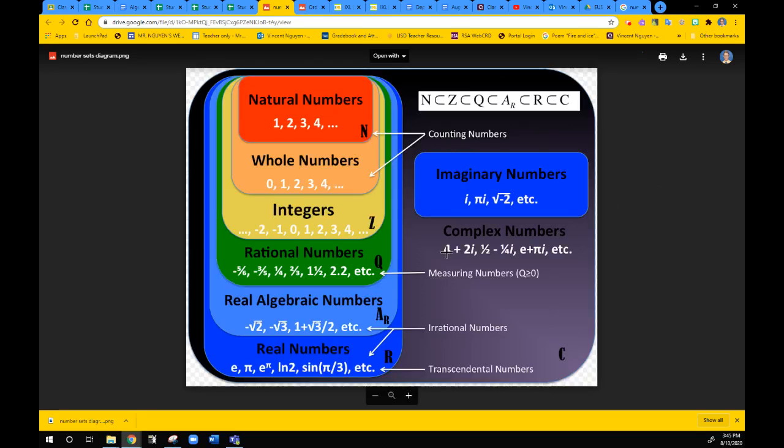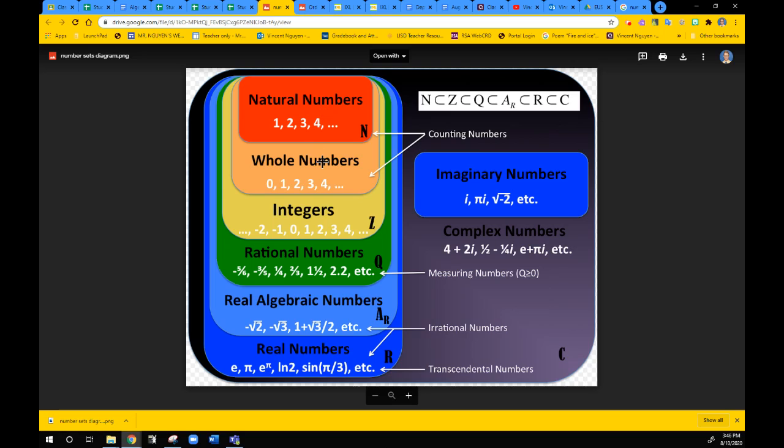So I'm going to begin with what we call the counting numbers or natural numbers. Natural numbers are just those counting numbers, all of those positive numbers that you count, like 1, 2, 3, 4, 5, 6, 7, 8, 9, 10. They keep going. Now, notice natural numbers does not include zero, right?